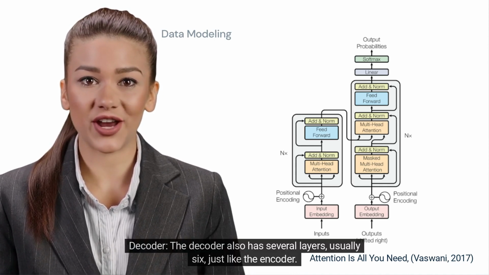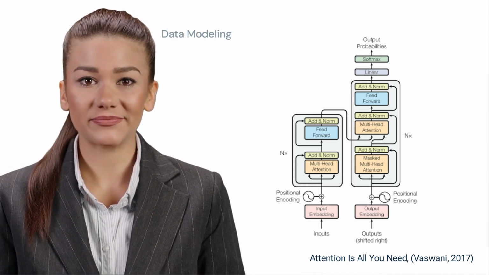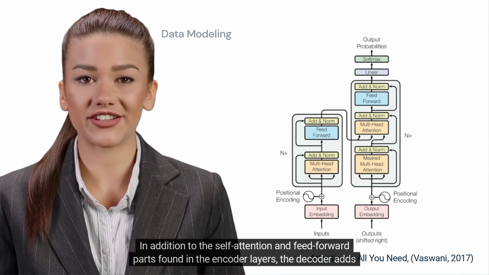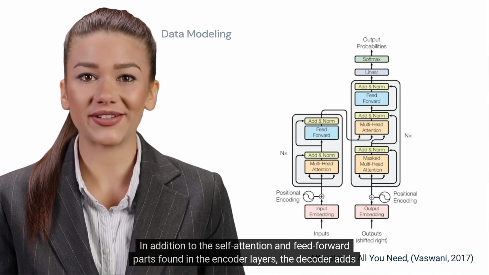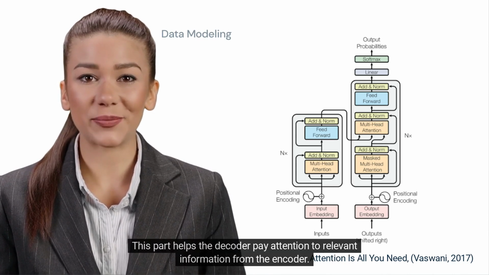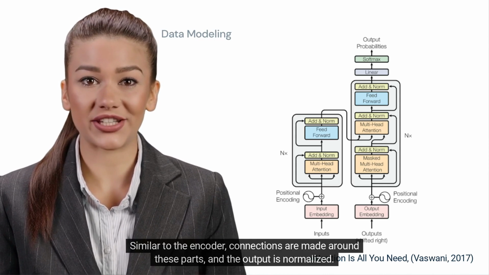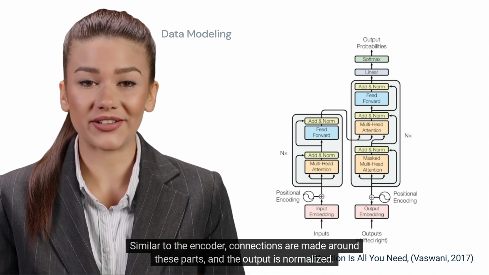Decoder. The decoder also has several layers, usually 6, just like the encoder. In addition to the self-attention and feed-forward parts found in the encoder layers, the decoder adds a third part. This part helps the decoder pay attention to relevant information from the encoder. Similar to the encoder, connections are made around these parts, and the output is normalized.